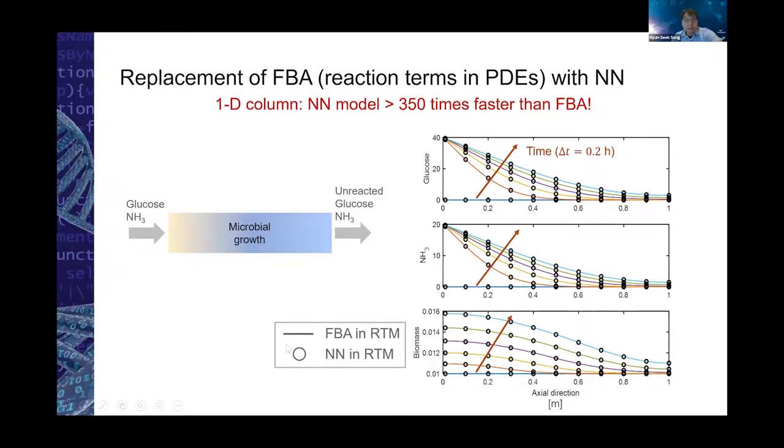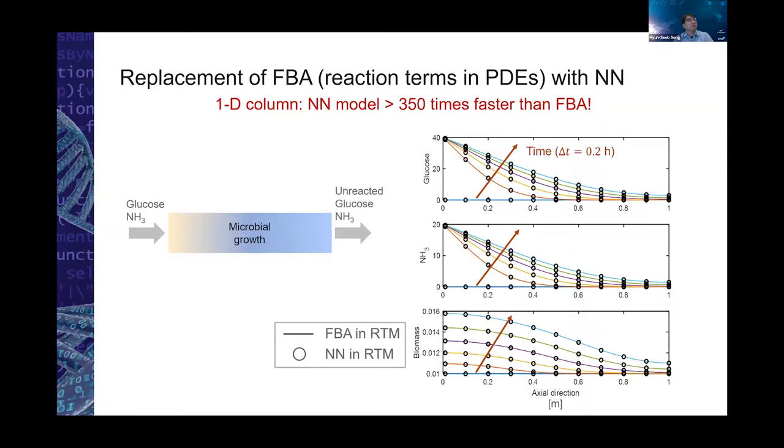Again, the solid line is from the FVA simulation in the reactive transport model, and the circles are the neural network model in the RTM. Initially the concentration of glucose was zero, but as time goes on it builds up to a non-zero concentration, and ammonium and biomass are growing. This delta T is 0.2 hours. I don't see any errors between the two cases here again. I forgot to mention that in the batch simulation, the simulation time was more than 200 times faster, but in this 1D column simulation, it was more than 350 times. It depends on how many grids you consider in this model.